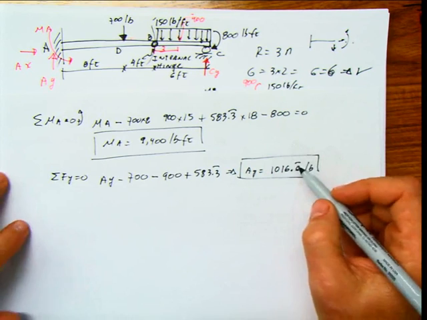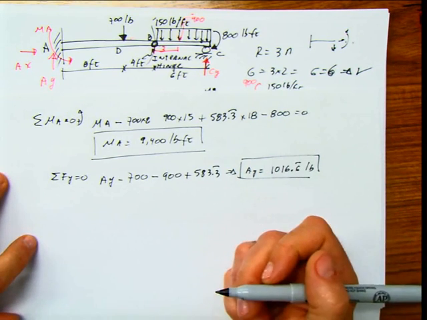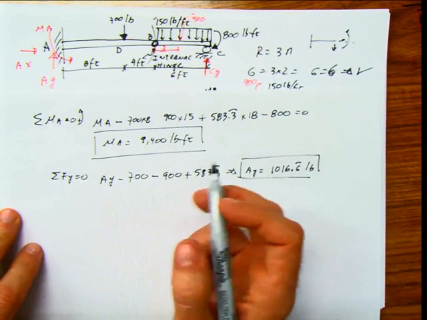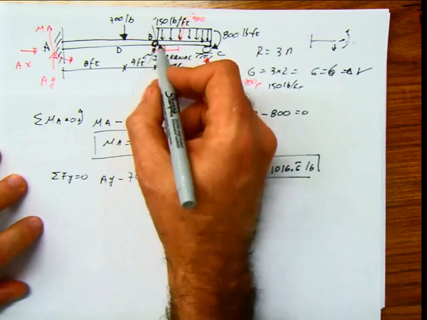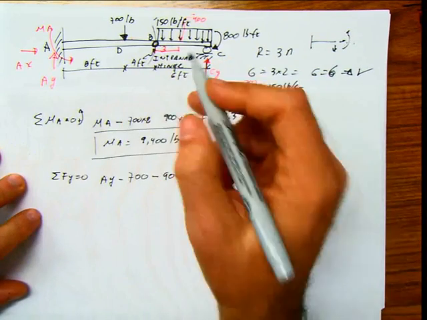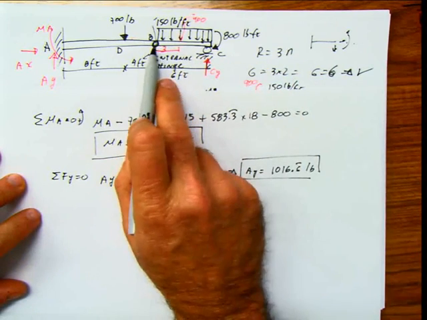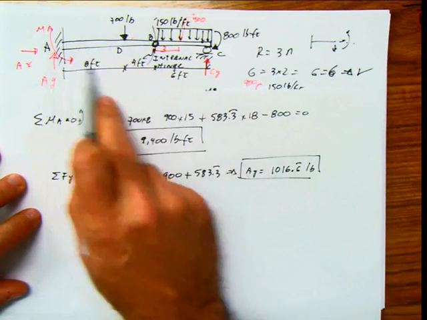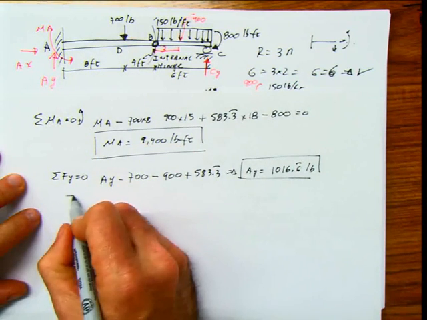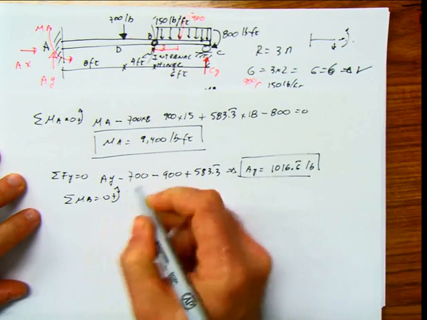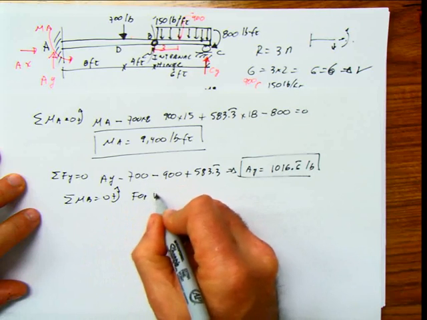Okay, now after you have the reactions, what I will say is verify your reactions, just for the sake of knowing that what you're doing is correct. So I can take maybe summation of moments at B, because if I do summation of moments at B, I'm not eliminating any of the forces. Summation of moments at B equals 0. Remember, this is just for verification purposes.